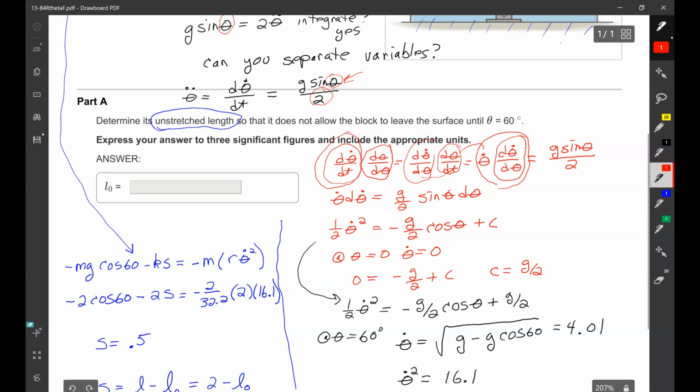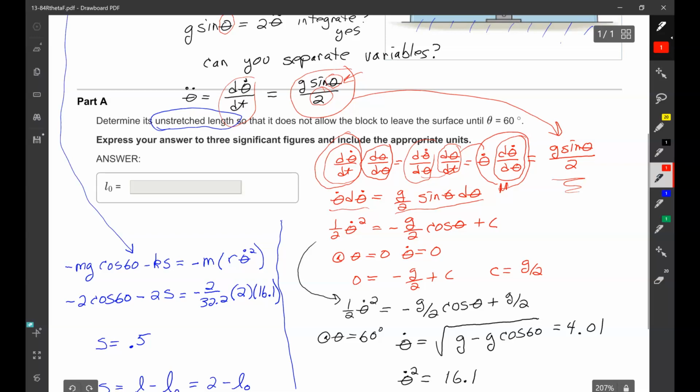All right, and these two terms right here are equal to theta double dot. Theta double dot is equal to g over 2 sine theta. Put it in right there. So you have this stuff on the left equals this. Now, can you separate them? Yeah, you put all the theta dots on the left, you put all the thetas and d thetas on the right, separated. What do you do? You integrate.